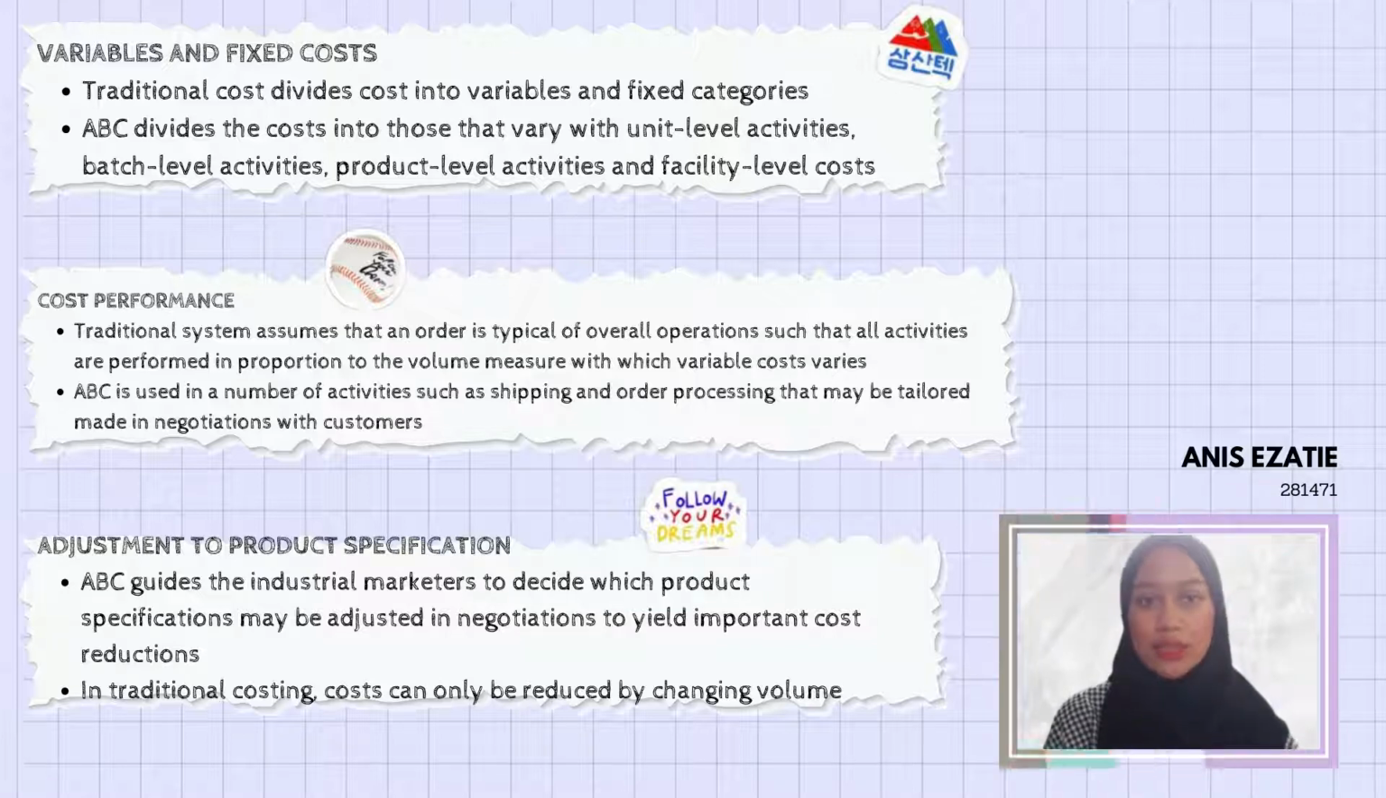Under variable and fixed costs, traditional costing divides costs into variable and fixed categories, while ABC divides the costs into those that vary with unit level activities, batch level activities, product level activities, and facility level costs.